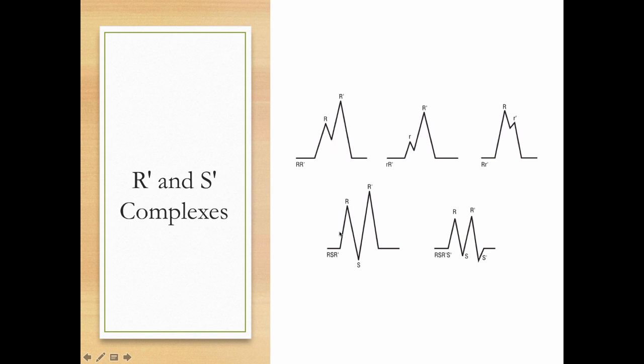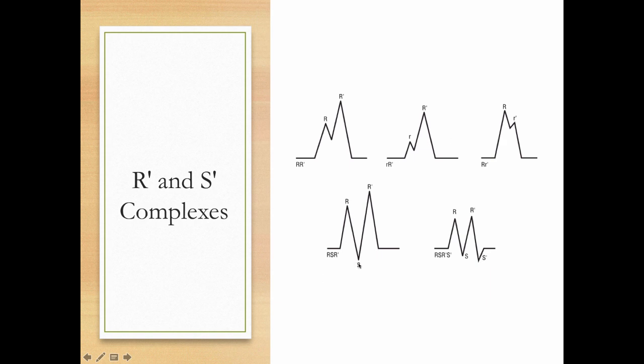But nothing goes below baseline. Here's our baseline. Nothing goes below baseline, so we don't have any negative deflections. So we have RR prime complexes. We're just naming them big, big, big, little, depending on how they deflect. It's okay.